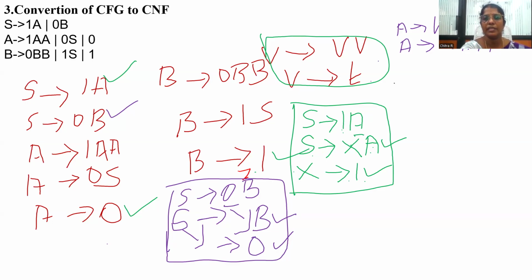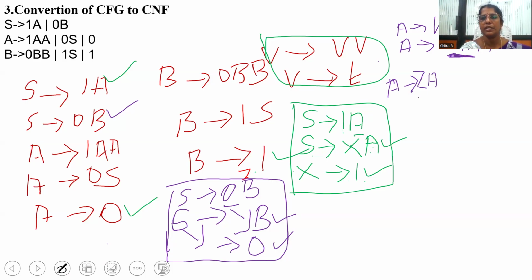So I can write this as A tends to, instead of XA or AA, I can introduce a new variable. Instead of XA, I'll introduce the new variable Z. Then I will write this as ZA, because I need only two variables, so XA is replaced with Z. What is Z? I have written it says Z. So now two variables are introduced.